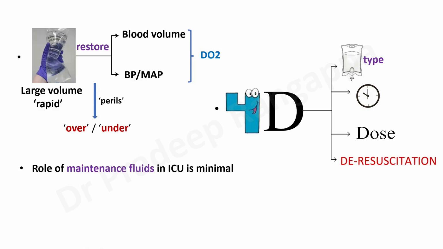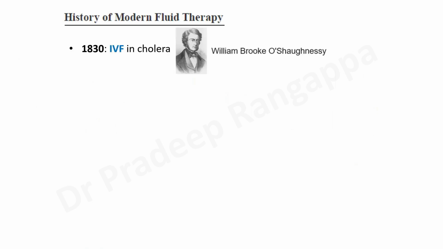This is categorized as the 4Ds, and whatever fluid therapy we give should fall in these categories. A thought has to go into what is the type of fluid we give, what is the duration, what is the dose, and after we have given the dose, we have to put our mind into de-resuscitation also, so that we keep the patient in some sort of net neutral balance. Just before we dwell into the details of type, duration, dose, and de-resuscitation, let's understand historically when the concept of fluid resuscitation started.